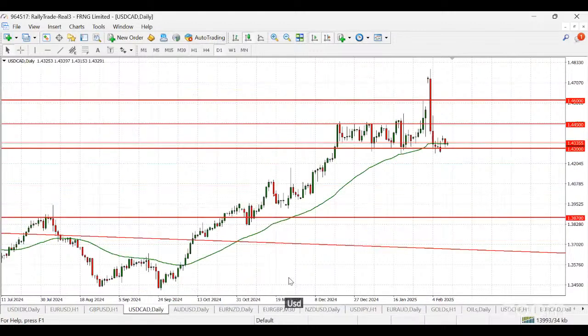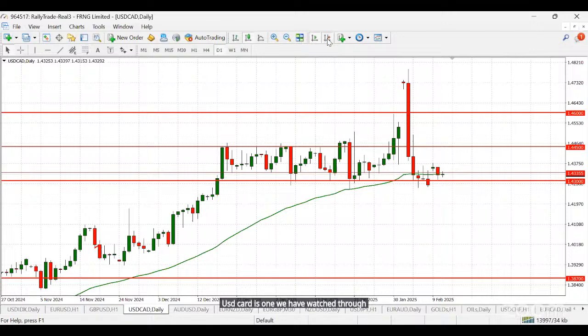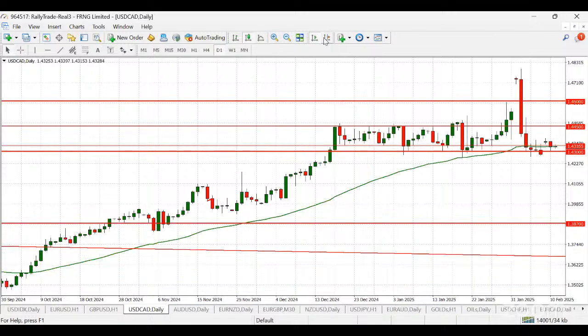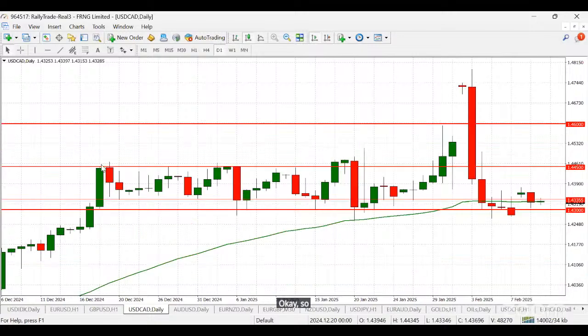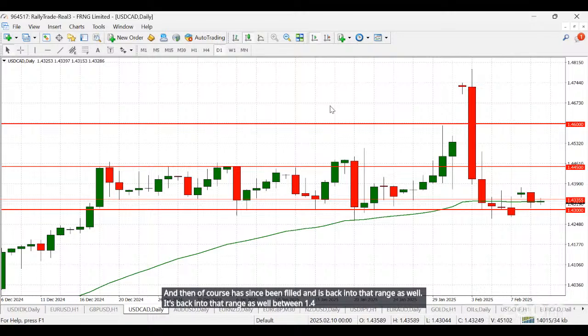USD CAD is one we have watched too. Initially we have this horizontal movement. It's been ranging between 1.445 and 1.43. Then price broke above it and created this gap, which has since been filled, and it is back into that range between 1.445 and 1.43.